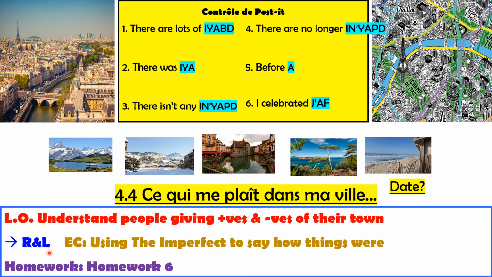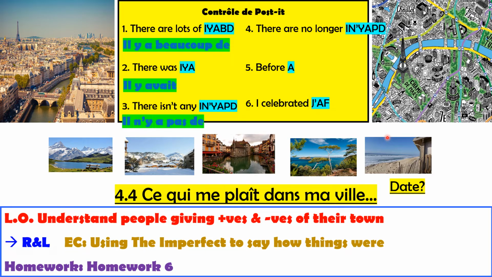And that starts with our contrôle de post-it. How many of these did you get? There's a few classics like this one from module 3. I want you to remember these and keep them up. The rest of them are all fairly new. This is what you should have. There are lots of: il y a beaucoup de. If il y a is there is, there was is il y avait. So there isn't any, present tense: il n'y a pas de. Excellent, if you got that one.